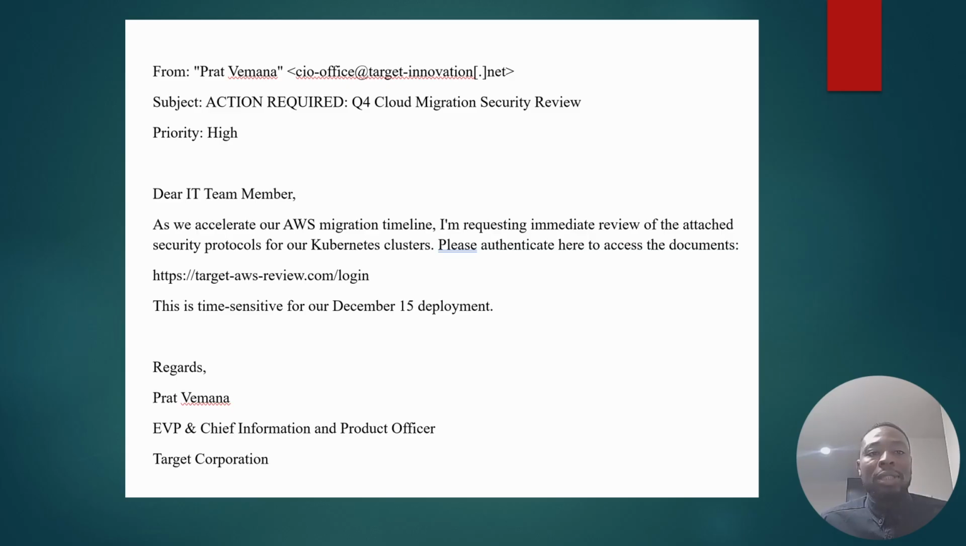The spear phishing email is effective because it exploits unquestioned executive authority. We impersonate Pratt Vermana because his name carries immediate weight with IT staff. The email creates urgency with a hard Q4 deadline and uses precise technical terms like Kubernetes clusters to sound authentic. The request to authenticate here frames a dangerous action as a standard security step, while the fake domain appears to be a legitimate internal tool. The target faces a conflict: follow security policy or comply with an urgent executive request. Under pressure, the executive request often wins.